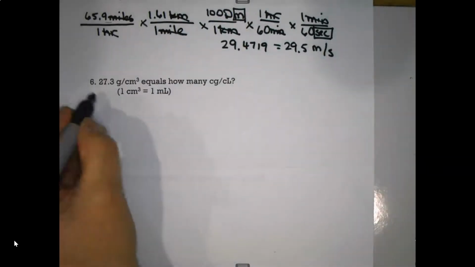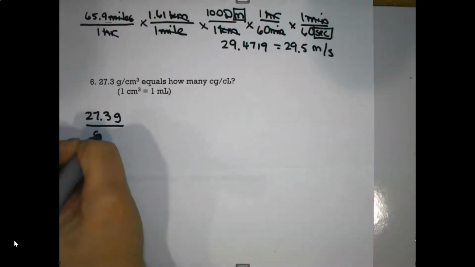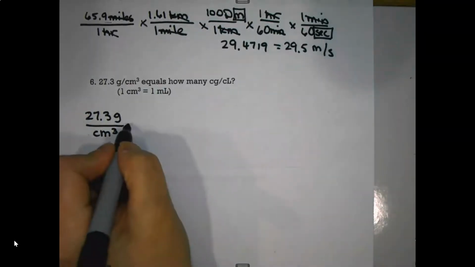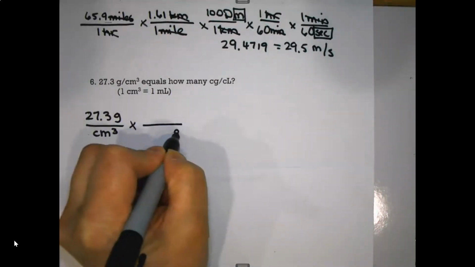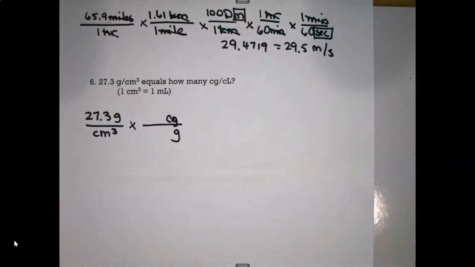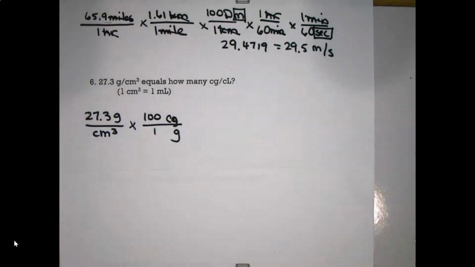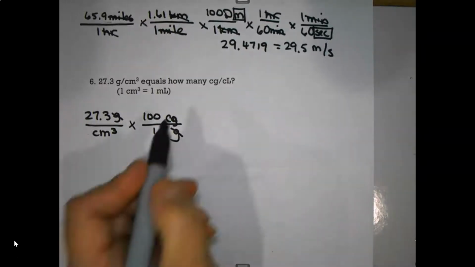But let's look at what we're starting with. We've got the 27.3 grams per centimeter cubed in the denominator. Okay, I've got to get to centigrams, so I'm going to take that one first. So grams to centigrams, not meters, grams to centigrams, I know that there are 100 centigrams per 1 gram. So grams cancel. If I stopped here, it would be centigrams per centimeter cubed. It's not what I want. I want per centiliter.